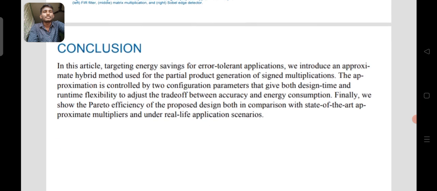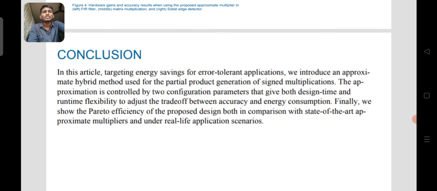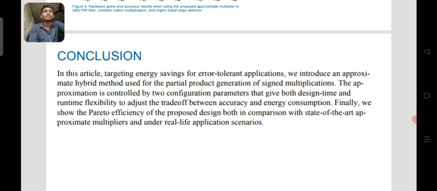Finally, coming to the conclusion, in this article, targeting energy savings for error tolerant applications, we introduce an approximate hybrid method used for the partial product generation of signed multiplication. The approximation is controlled by two configuration parameters that give both design time and runtime flexibility to adjust the trade-off between accuracy and energy consumption. Finally, we show the efficiency of the proposed design both in comparison with the state of the art approximate multipliers and under real life experiments.